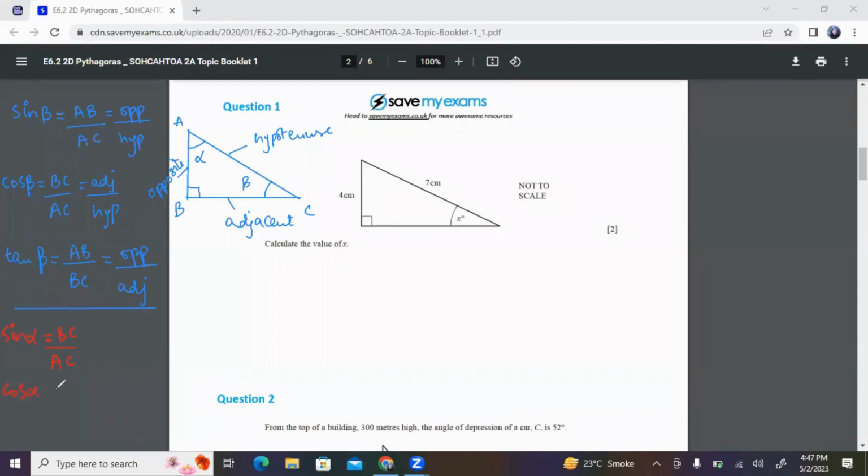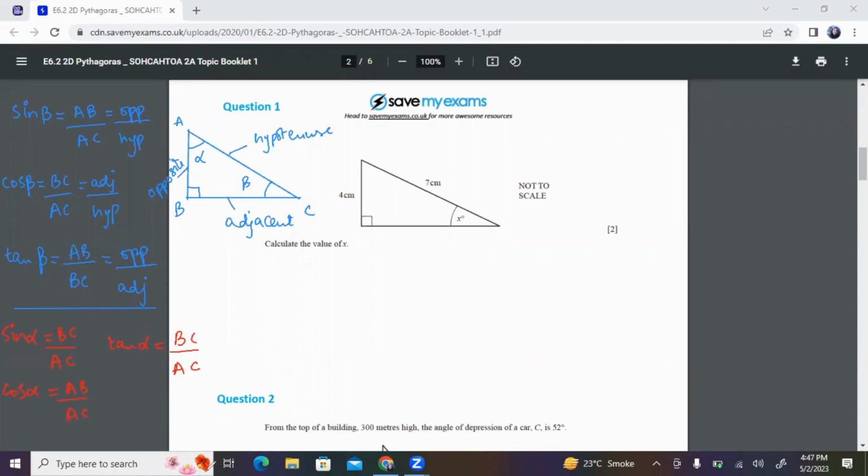Cos alpha would be AB over AC, and tan alpha will be BC over AB. So this was the SOHCAHTOA part.